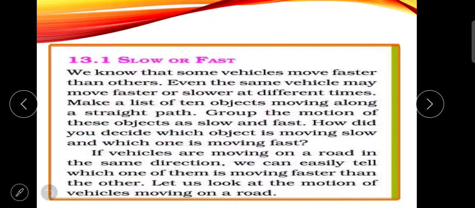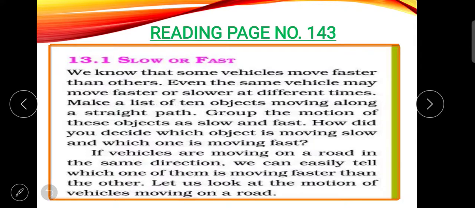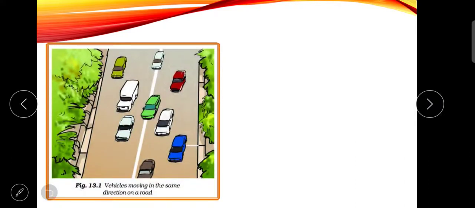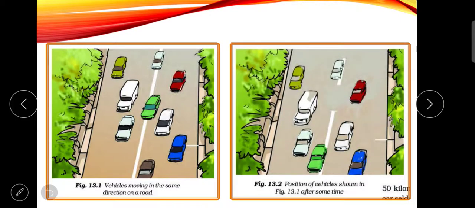Now what is slow or fast motion? We know that some vehicles move faster than others. Even the same vehicle, as we have just seen in the video, can move faster than at another time. So here we had one picture, children, in the book that we have discussed. There was an activity showing the position of some cars in the picture. In the first picture, there are the positions of some cars. You can see here. And this is the position of the car after 5 minutes.